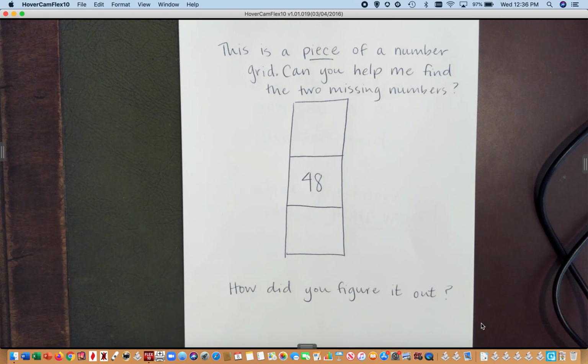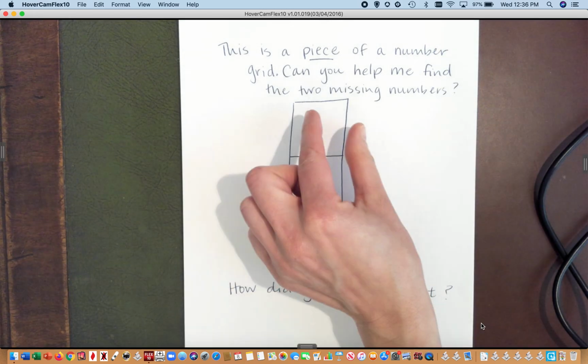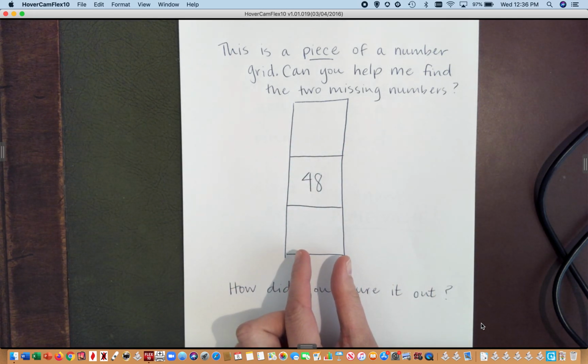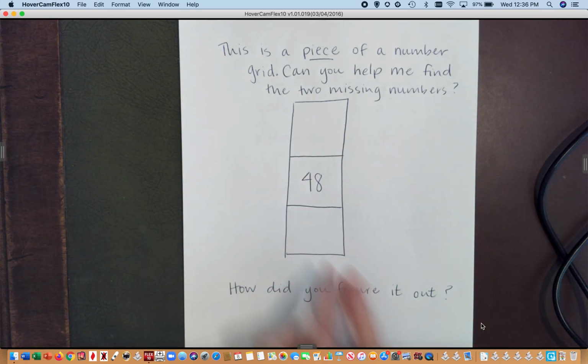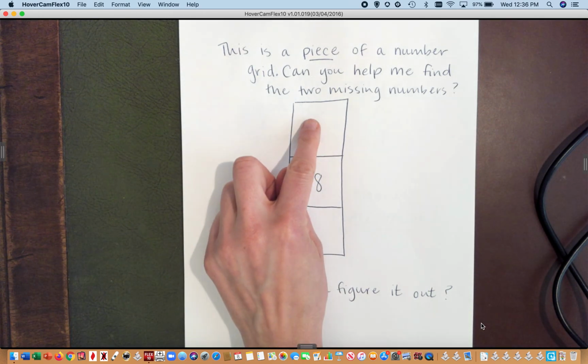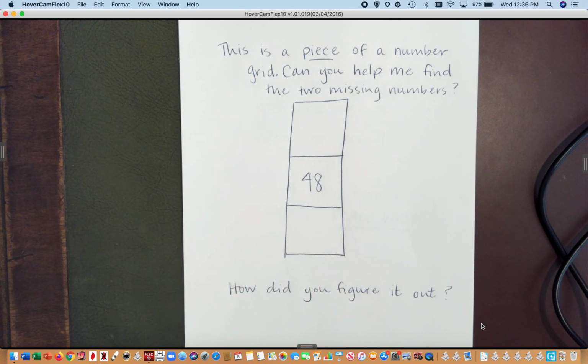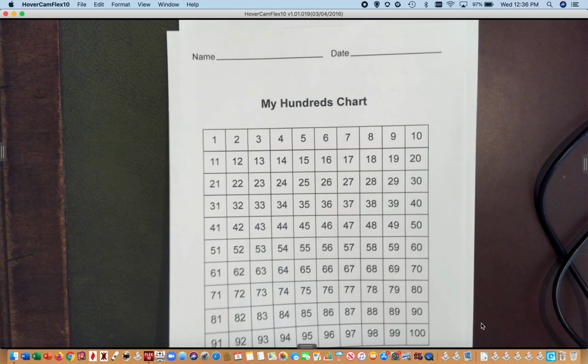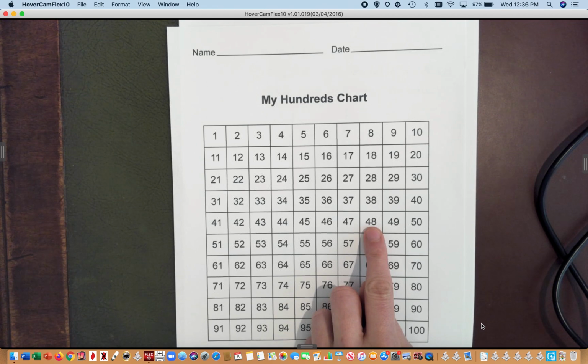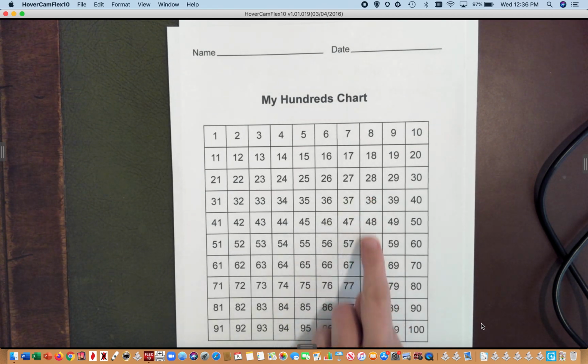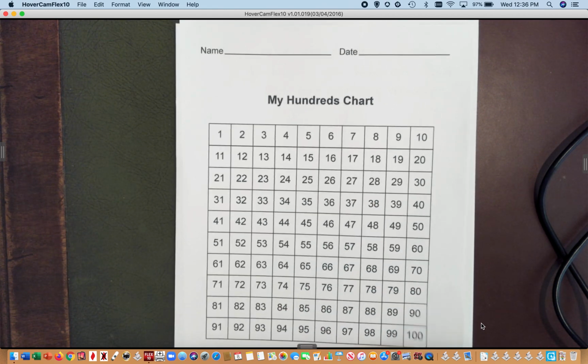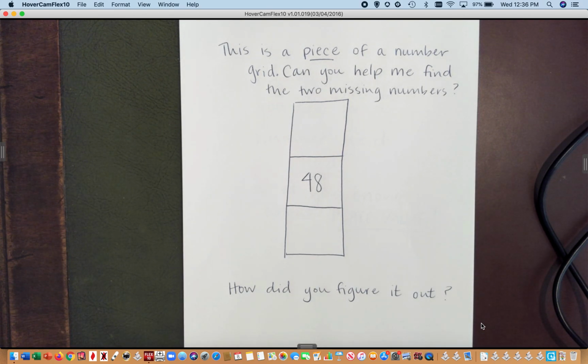Okay, so this is a column. It's very short. There's only 3 boxes that go up and down inside of a number grid. And there's a couple of different ways to figure out the top answer and the bottom answer. I could look at my hundreds chart and find the number 48 and use clues to figure out the answer around that number, or I can use what I know about place value to solve it.